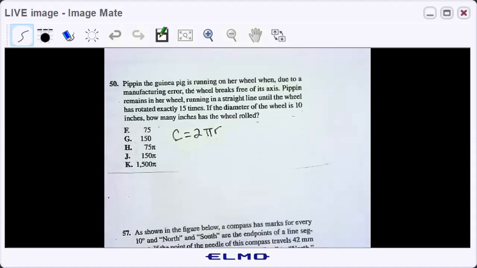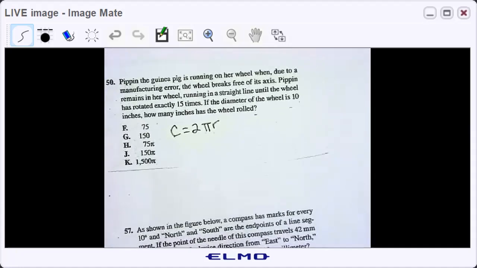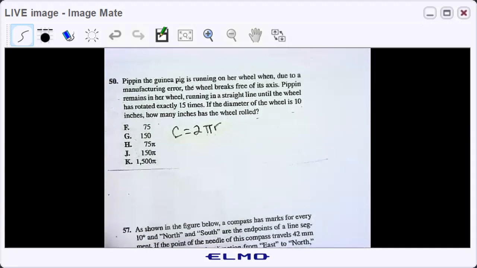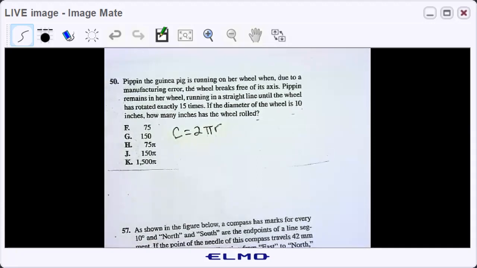So the first problem says Pippin the guinea pig is running on her wheel. Anytime you're saying something about going around a circle, circumference is like perimeter. It's going around, except in a circle. So anything spinning like this. Due to an error, the wheel breaks free. Pippin remains in the wheel, running in a straight line until the wheel has rotated 15 times. If the diameter is 10 inches, how many inches has the wheel rolled?